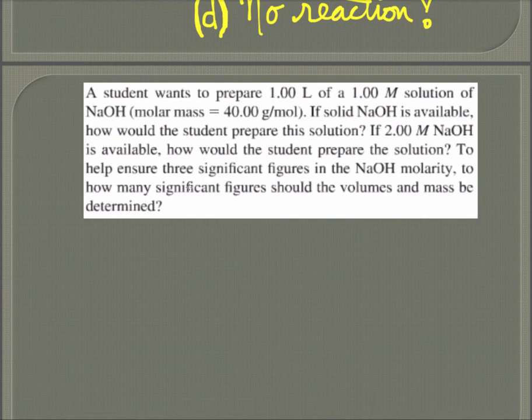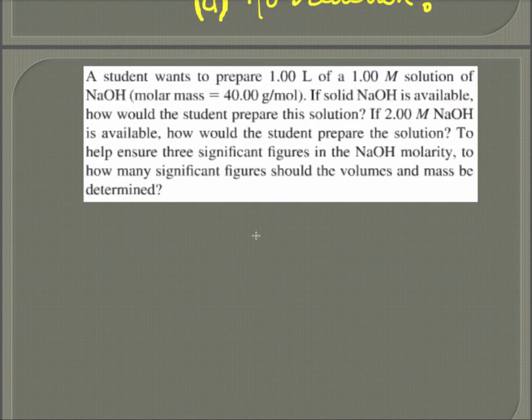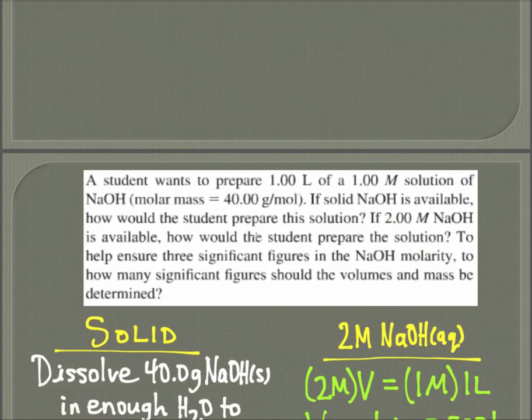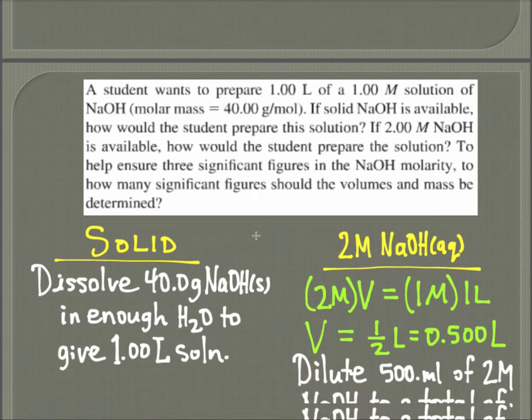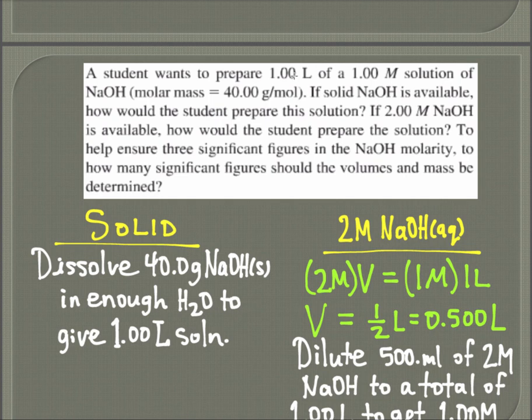Student wants to prepare 1 liter of 1 molar solution of NaOH. If solid NaOH is available, how would the student prepare the solution? If 2 molar NaOH is available, how would you prepare the 1 liter of 1 molar? To help ensure 3 significant figures, to how many sig figs should the volume and masses be determined? Good enough question. If I want 1 liter of 1 molar, that's 1 mole per liter, so I'll take 1 mole. That's 1 sodium, 1 oxygen, 1 hydrogen, 40 grams, 40.0 grams, and that's 3 sig figs, to 1.00 liters.